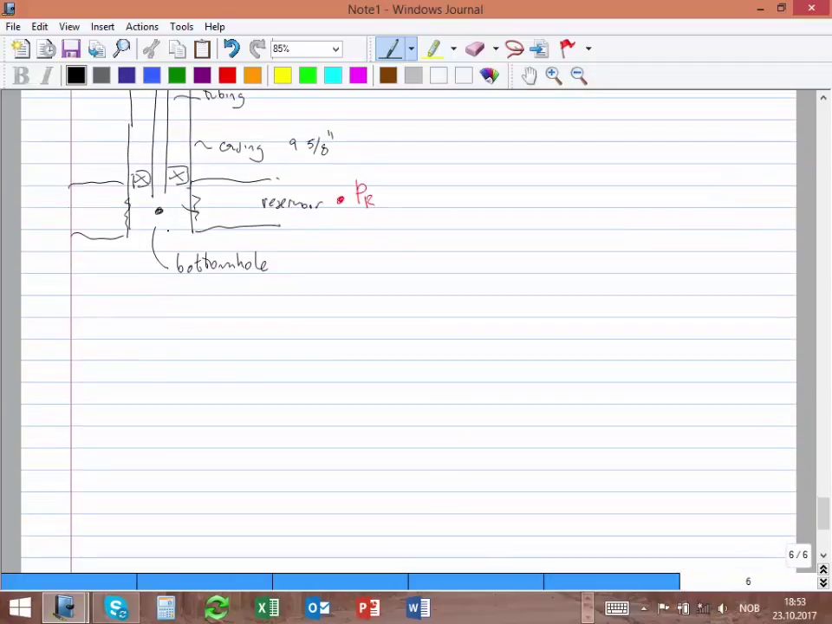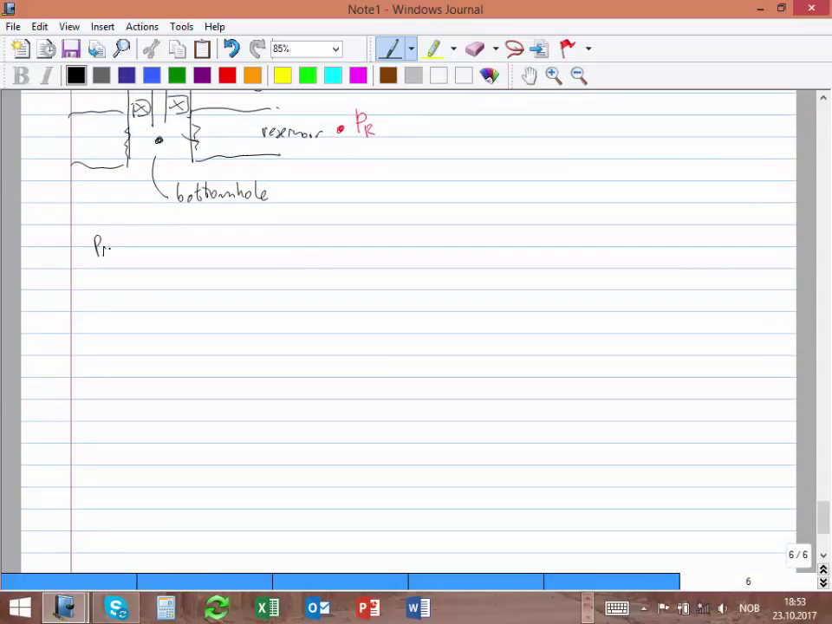But now let's talk about something very important, that is the production manifold. And the production manifold has some very distinct functions. Okay, why do we need a production manifold? How do we define a production manifold? A manifold first allows me to commingle the production of several wells. Okay, that's the first function of the manifold.